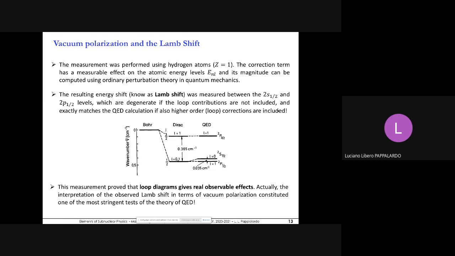So this measurement proved that loop diagrams give real observable effects. So it is not just speculative. It has an impact also on real life. We can measure these effects. And actually, the interpretation of the observed Lamb shift in terms of the vacuum polarization constitutes one of the most stringent tests of the theory of QED. In theory you have to take into account this vacuum polarization effect, and once you take it into account, you can predict the value of the splitting you measured, and it exactly matches. So it was really a huge triumph for the theory of QED.